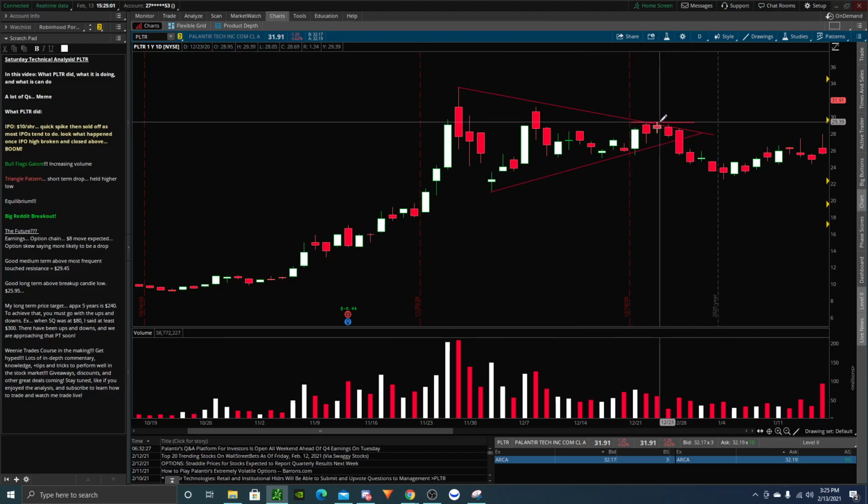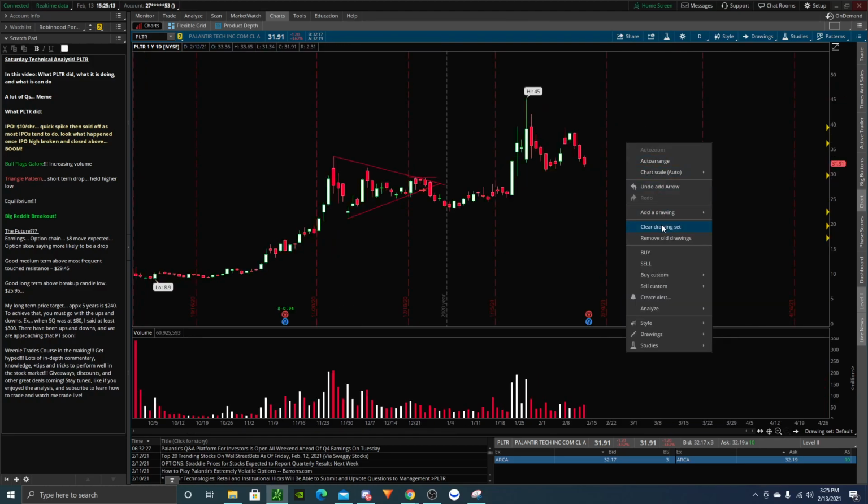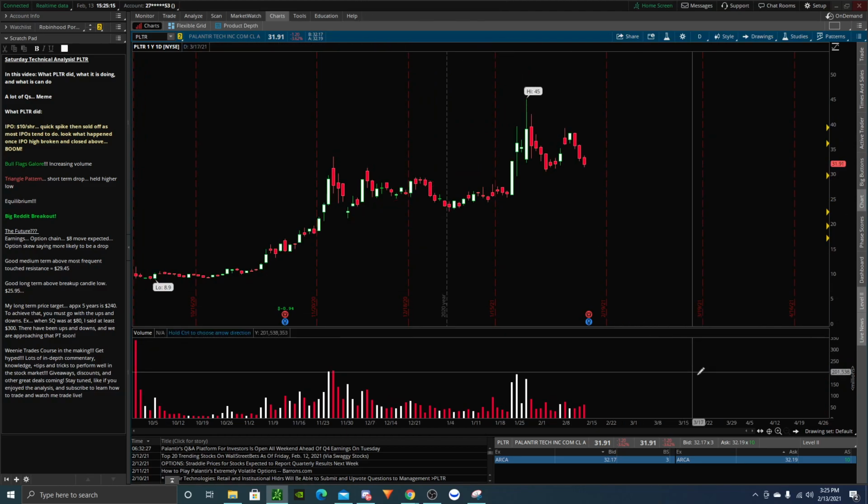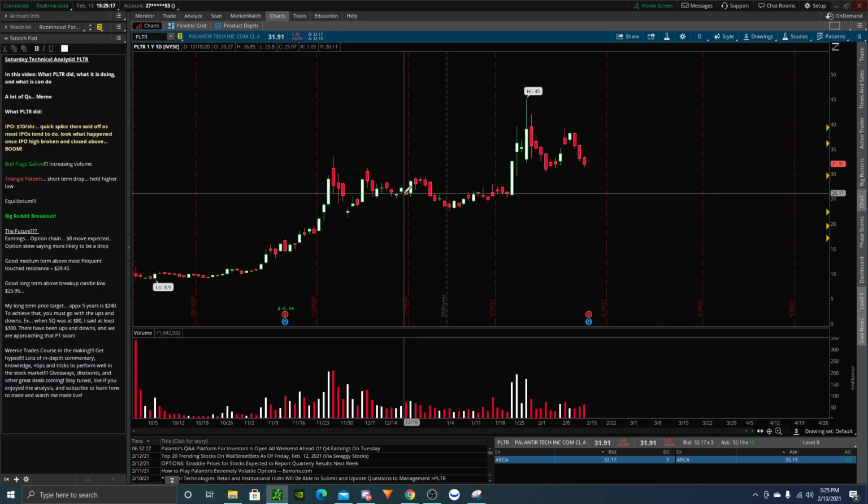PLTR could have broken out if it would have broke this $29.40, $30 a share level, but instead PLTR actually broke down. So short term, PLTR continued to sell off once it started to break down out of that triangle pattern. But later, PLTR started to prove itself. We went through an equilibrium. If you go ahead and watch the equilibriums video, I'll link that in the description.